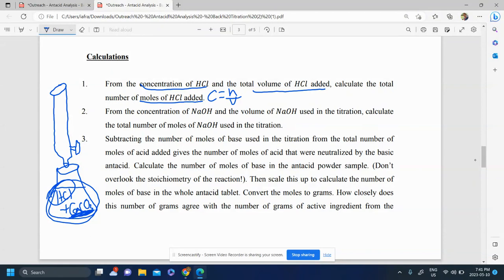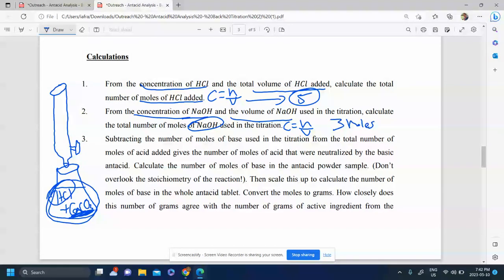So this is our NaOH concentration. You use the concentration of NaOH and the volume of NaOH to find the number of moles of NaOH, again using the same idea here, C is equal to n over V. And for the third part, there's a few parts to it. You have to subtract the number of moles of base used from the total number of moles of acid added. So let's say over here, the number of acid added was 5 moles. And then the amount of base that you used, let's say it was 3 moles.